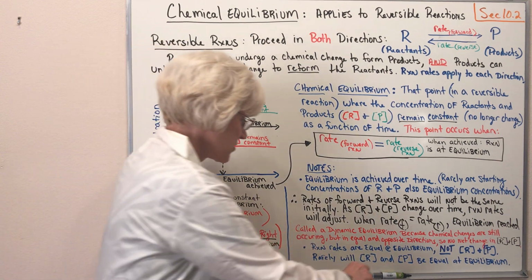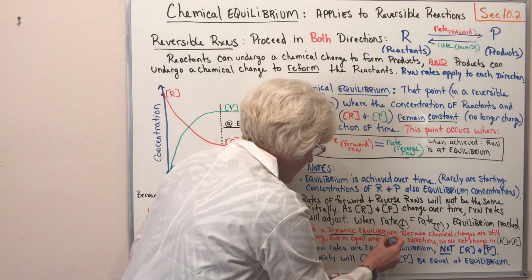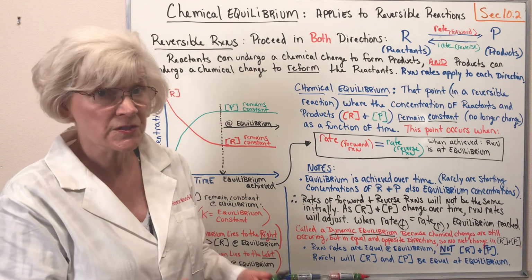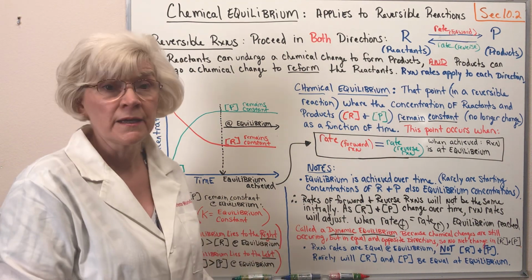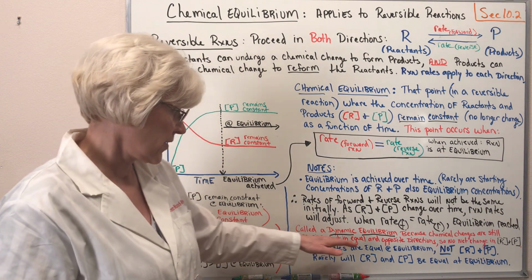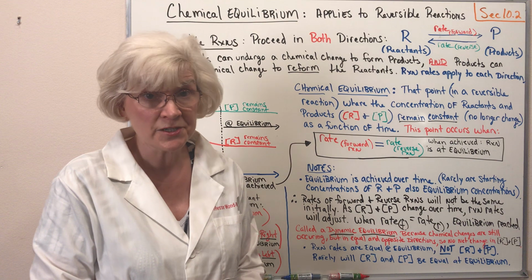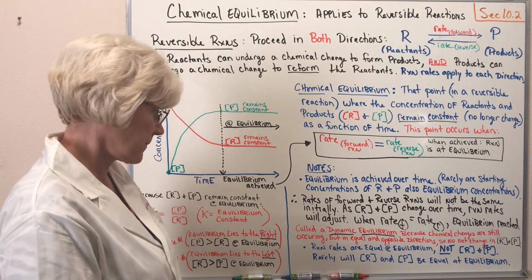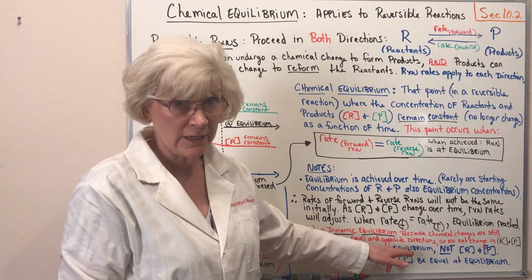And we have this term called dynamic equilibrium. It's called a dynamic equilibrium because things are still happening. Chemical changes are still occurring. But because these changes are occurring in equal and opposite directions, there's no net change in the concentration of reactants and products. Note that reaction rates are what is equal.